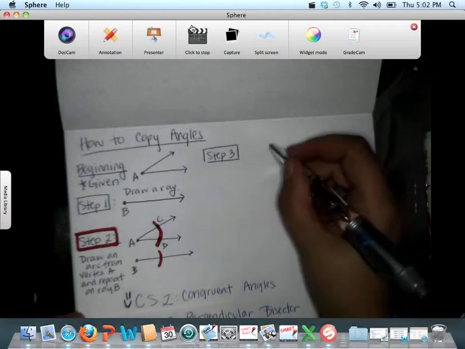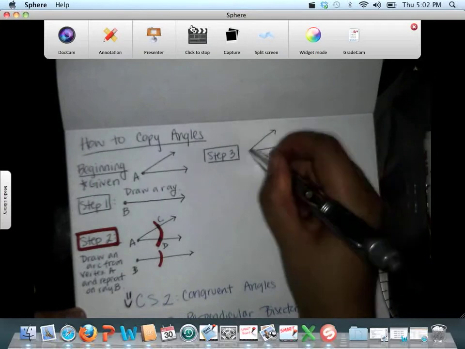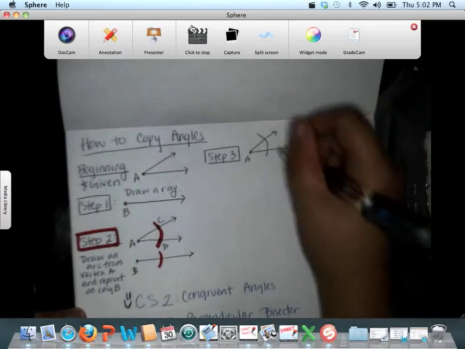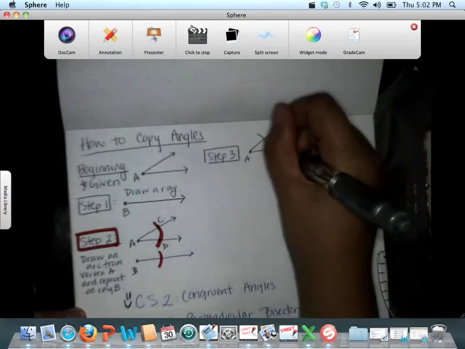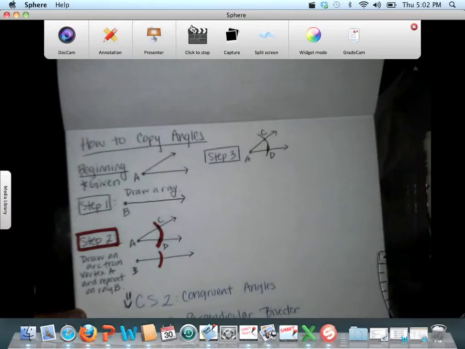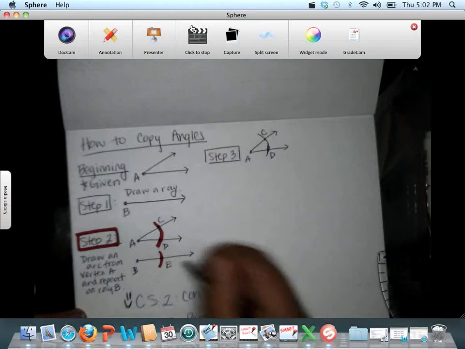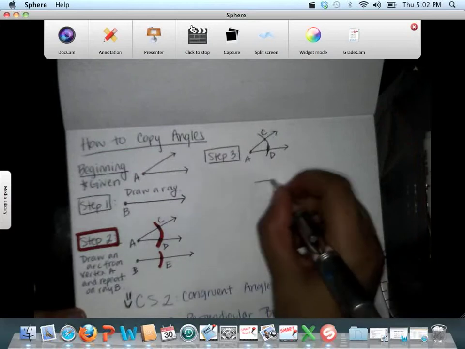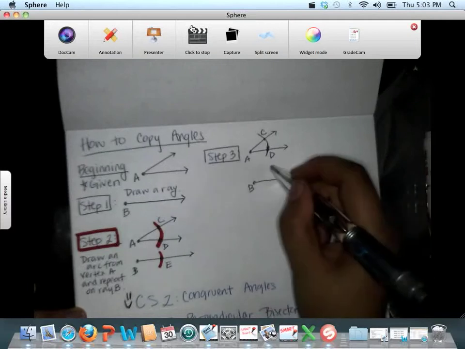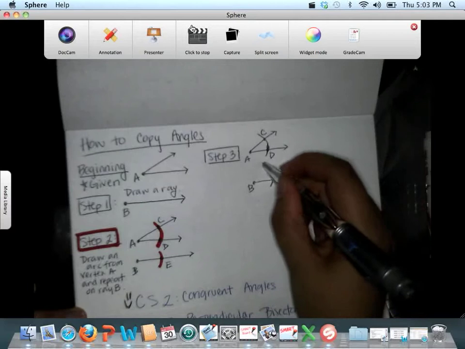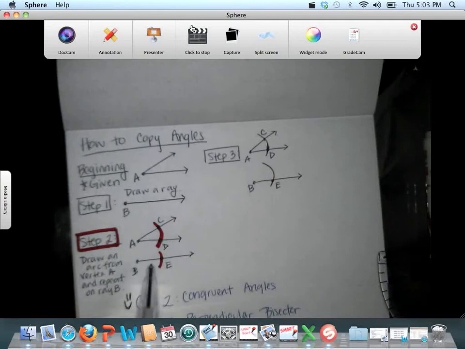So far, remember, we had an angle, named it A, and then we drew an arc. Oops, the arc messed up a little bit. That's okay. Name the intersections C and D. Oh, don't forget, this one is now E. Then we had another line, or ray, B, excuse me, and you had the same arc, E. So this is what we did in step 2, right?